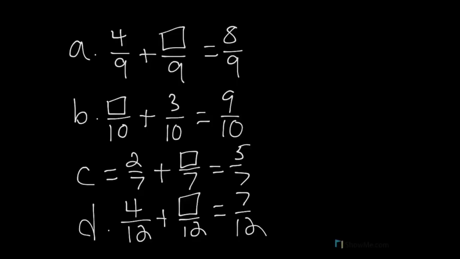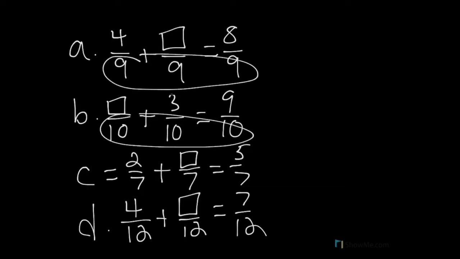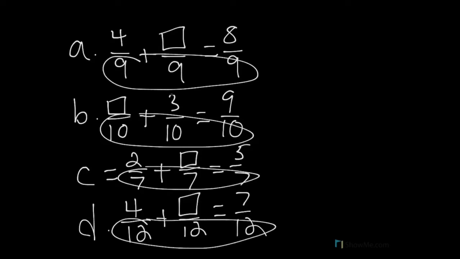So now I want to go over some problems about finding the missing number. So we have 4/9 plus blank over 9 equals 8/9. So simply, for all these problems, we know the denominators are the same. So all we have to do is add the numerators. So we know 4 plus blank equals 8. So 4 plus 4 gives us 8. Then we have blank plus 3 equals 9. So we know 6 plus 3 equals 9.